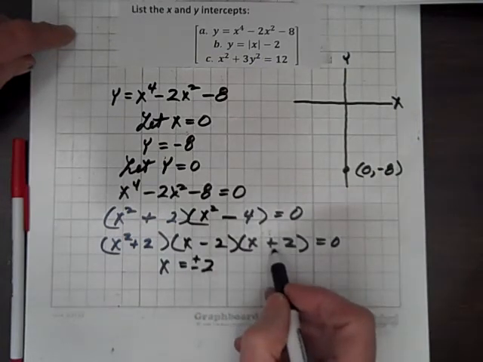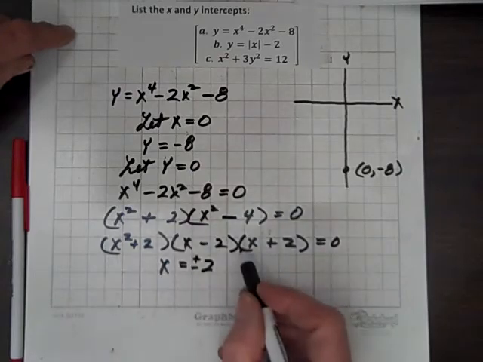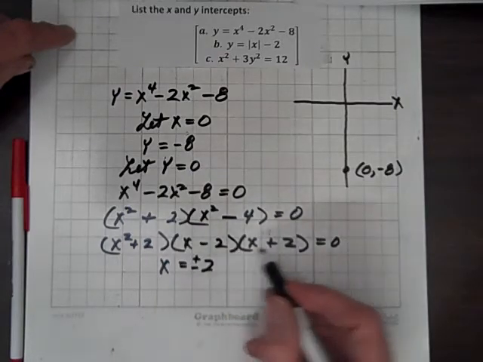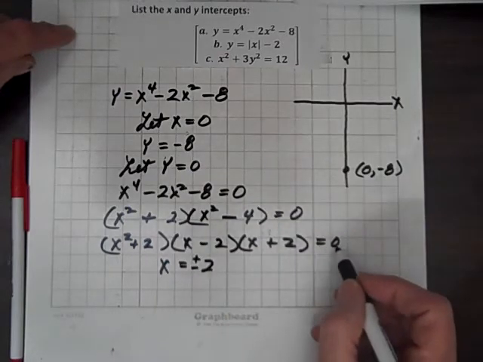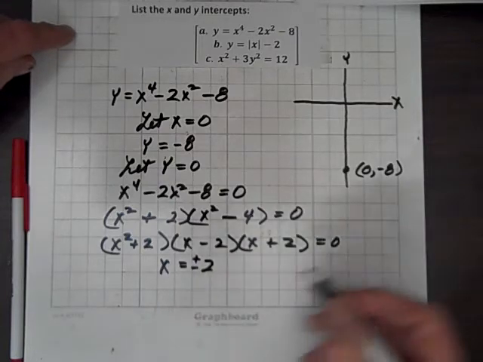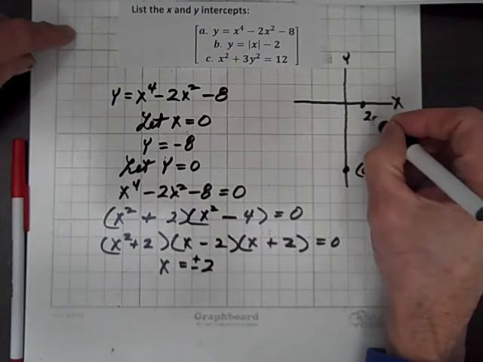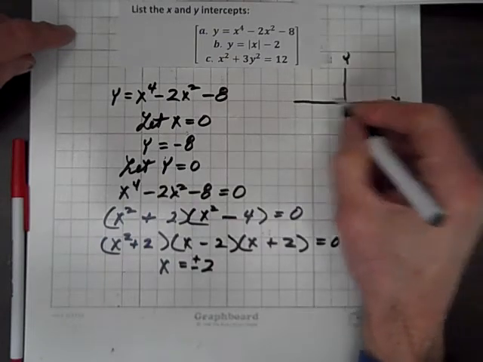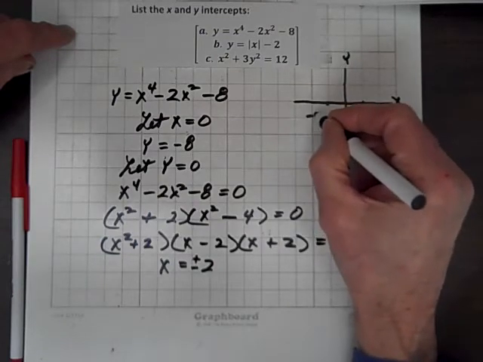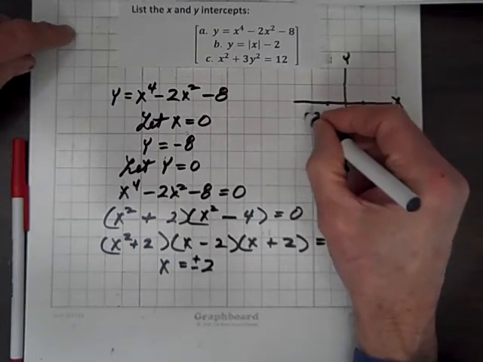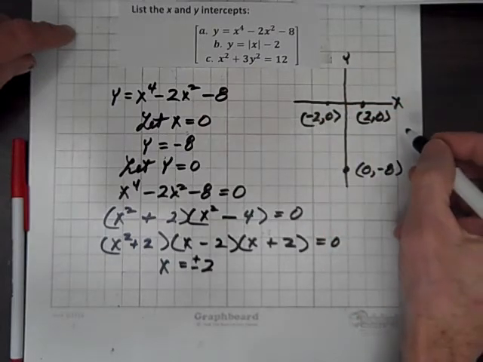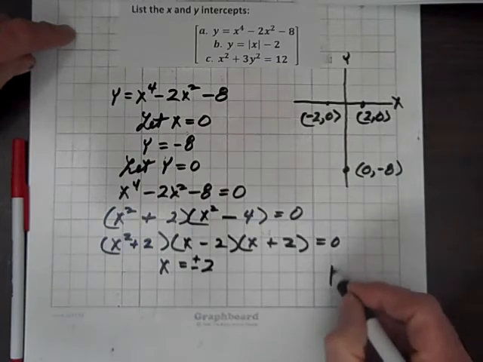And the product of 0 and any other number or set of numbers, factors, equals 0. So our x-intercepts are 2 and negative 2. The points, of course, are negative 2, 0, and 2, 0, and we are done.